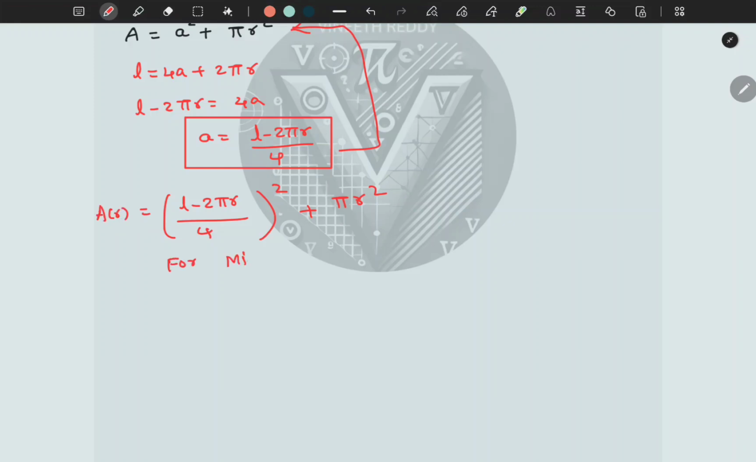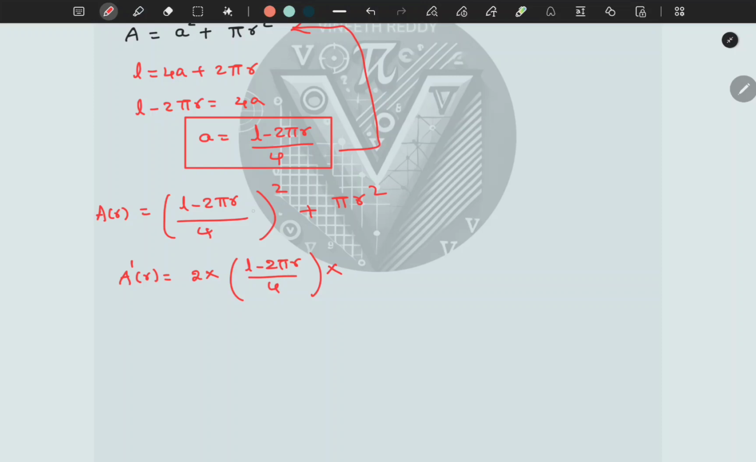For minimum or maximum we have to differentiate this with respect to r. So A dash of r will be derivative of something to the power 2, which will be 2 times something into derivative of something.